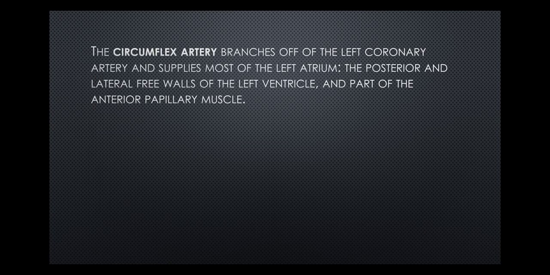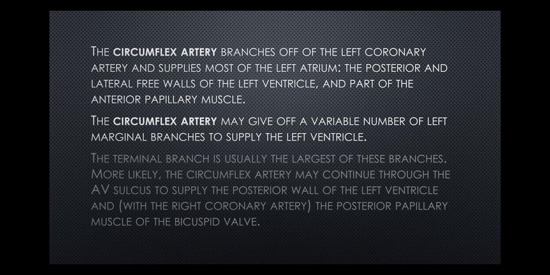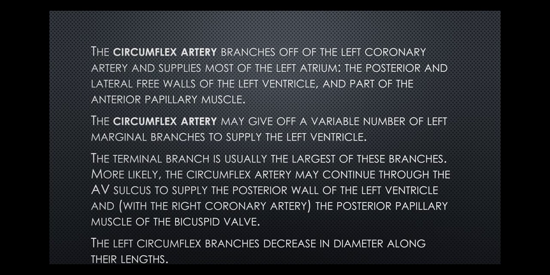The circumflex artery branches off the left coronary and supplies most of the left atrium, the posterior and lateral free walls of the left atrium, and part of the anterior papillary muscle. The circumflex artery may give off a variable number of left marginal branches to supply the left ventricle. The terminal branch is usually the largest of these, and the circumflex artery may continue through the AV sulcus to supply the posterior wall of the left ventricle and the posterior papillary muscle of the bicuspid valve. The left circumflex branches decrease in diameter along their length.